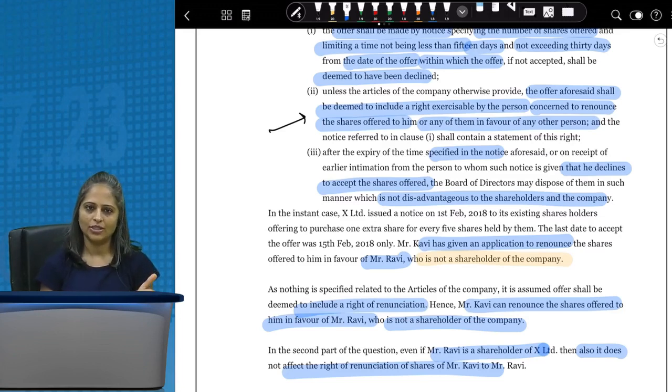And if you do not renounce the shares in favor of any other person and you yourself do not accept it, then the company has the right to dispose of it in a manner it deems fit, but which should not be disadvantageous to your position.